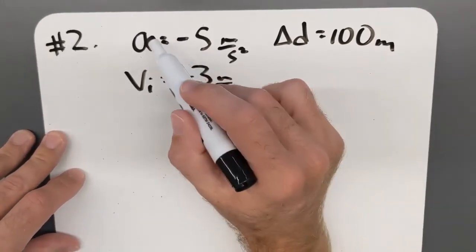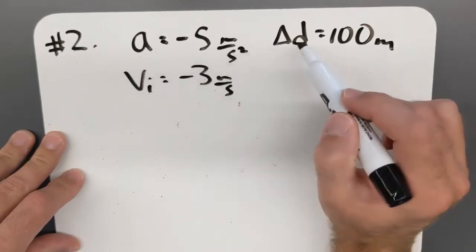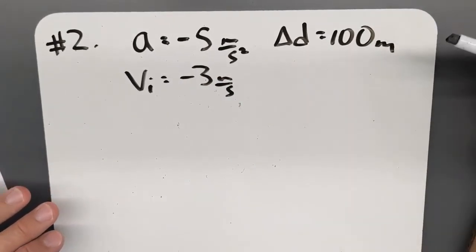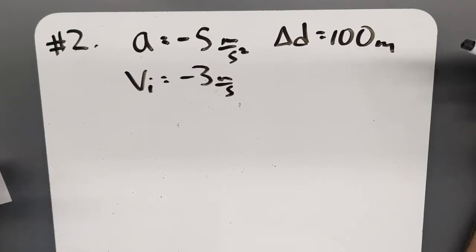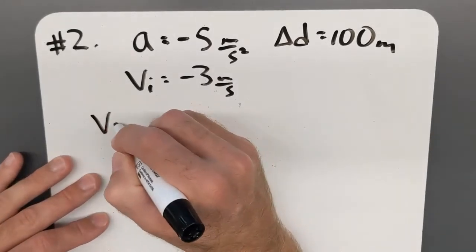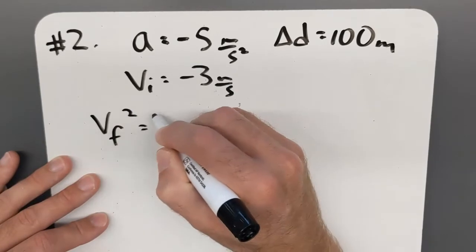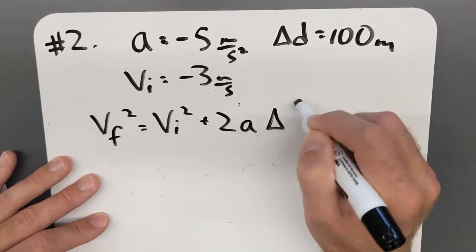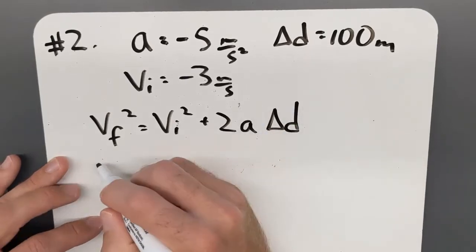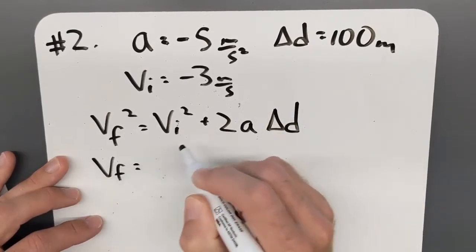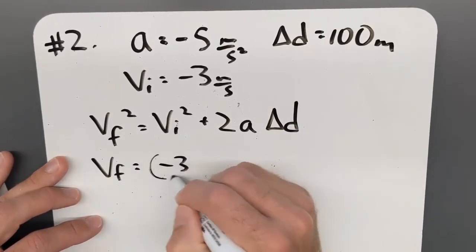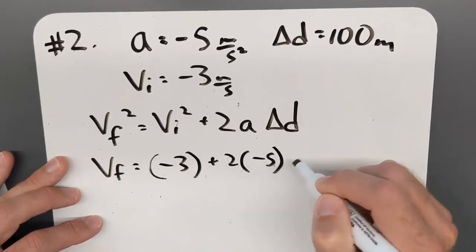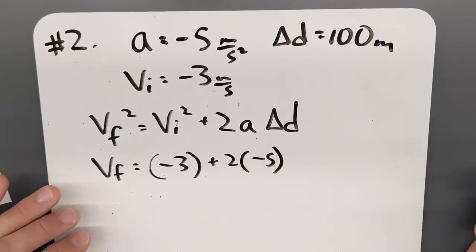So I see I have a, I have v initial, I have delta d, but I don't have time, and it's not asking for time. So it's a dead giveaway to use my one equation that doesn't have time: v final squared equals v initial squared plus 2a delta d. I'm looking for v final squared, and my v initial is -3, plus 2 times -5 times a distance of 100 meters. Now this is tricky.